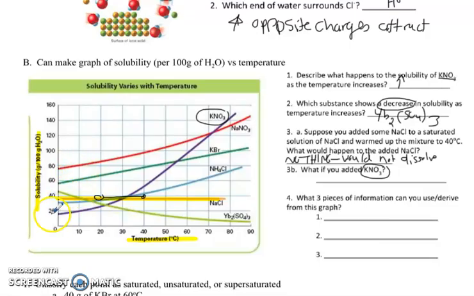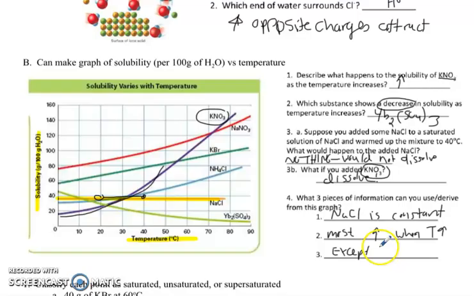However, if we added KNO3, let's look at that line. If you went from 20 to 40, it would definitely dissolve. It would go into the solution because of its solubility curve. So what three pieces of information can you derive from this graph? We could say that NaCl's solubility is pretty much constant. Most solubilities increase when the temperature increases, except the ytterbium sulfate, which actually goes down as temperature goes up. Make sure you take some time and look at that graph, because you could definitely see some quiz questions about that solubility chart.